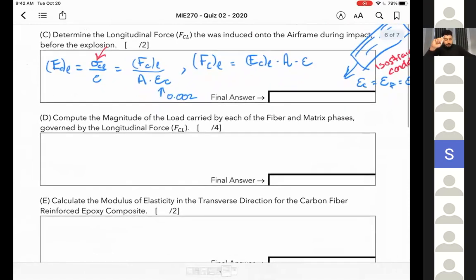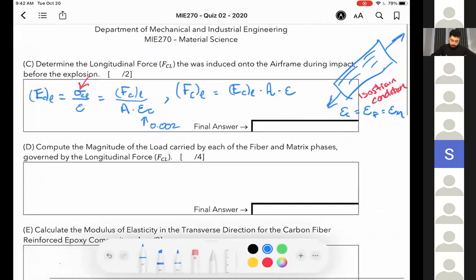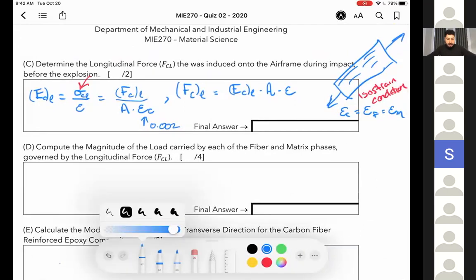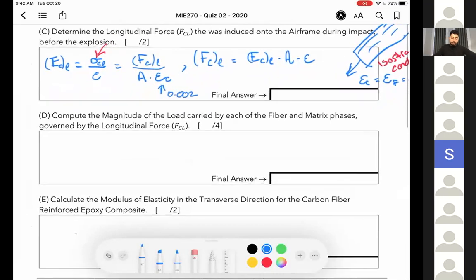All right. So problem D, if I can get my pencil working again. Problem D says, compute the magnitude of the load carried by each of the fiber and matrix phases governed by the longitudinal force. So how are we going to do this?